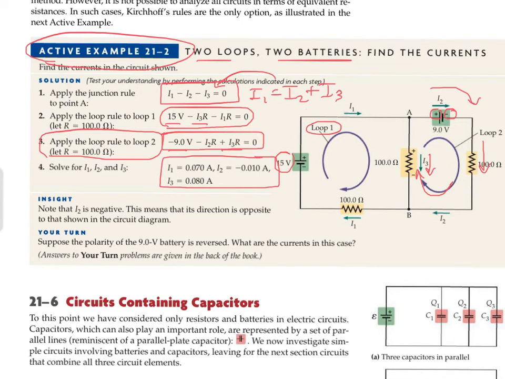And you get I1 is 0.070 amps. I2 is a negative 0.01 amps, so I2 actually is not going in the assumed direction, which we assumed was going to the right. It's actually going to the left at 0.01 amps. And I3 is 0.080. That means I3 is in fact in the right direction. It does go down, and that is 0.080 amps. I1 was 0.070 amps.